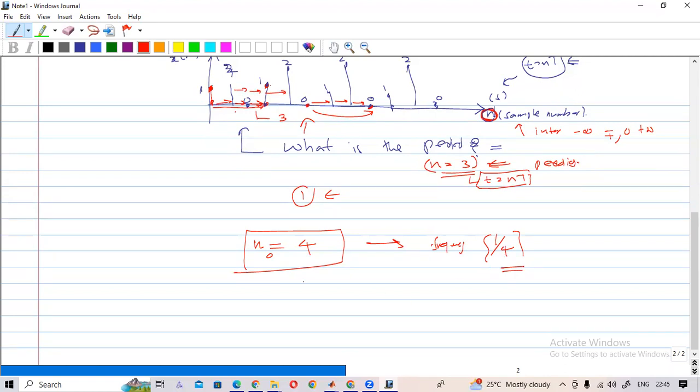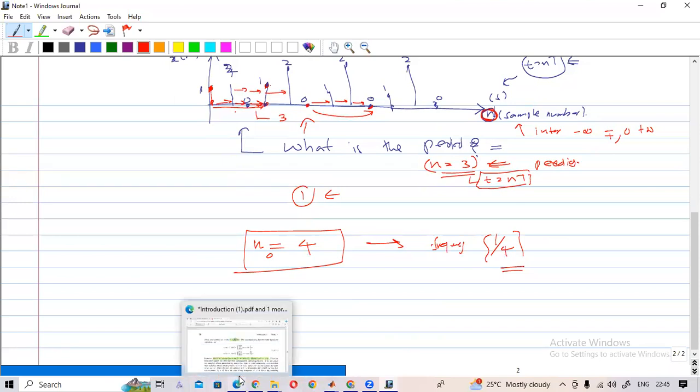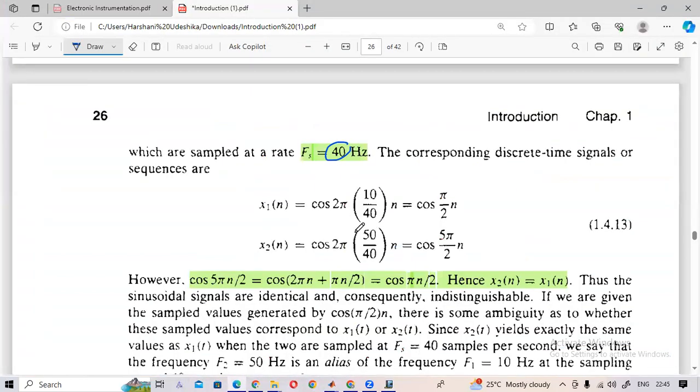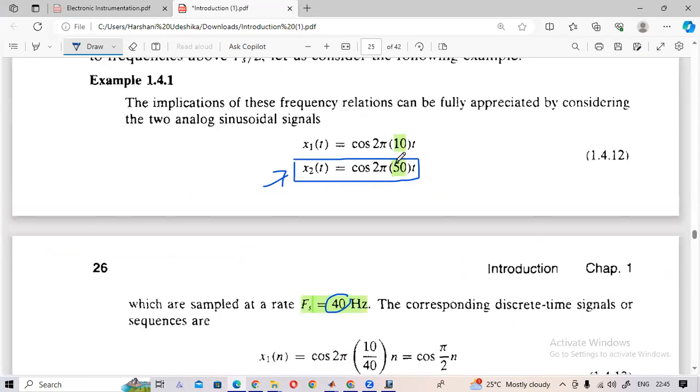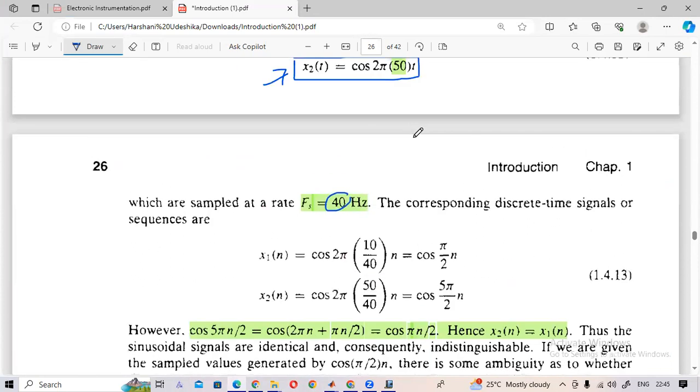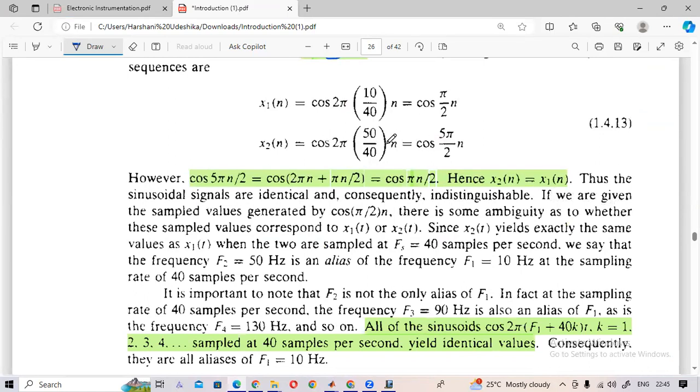Now it should be 1 over 4, definitely. Now you have sampled this 50 with a 40 sampling rate. So instead of this t, you can apply nTs or n over Fs. So here it is applied: now you have n and Fs is 40. So this is the frequency, this is the normalized frequency.